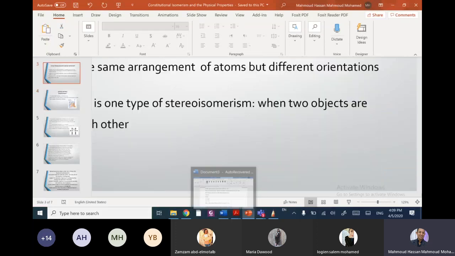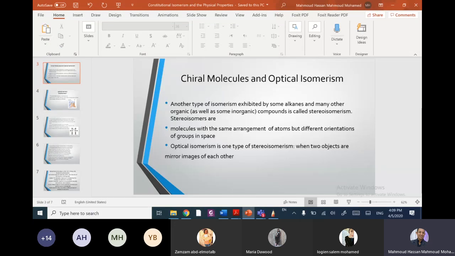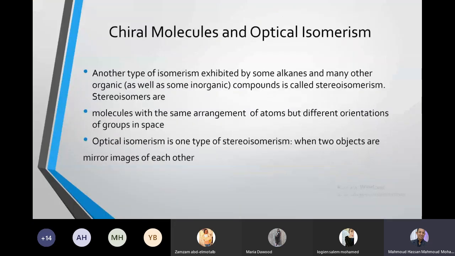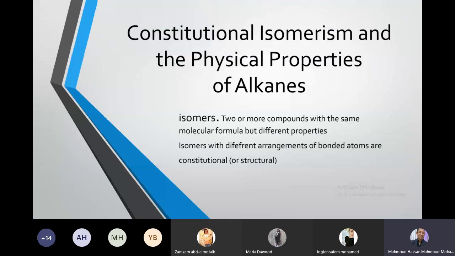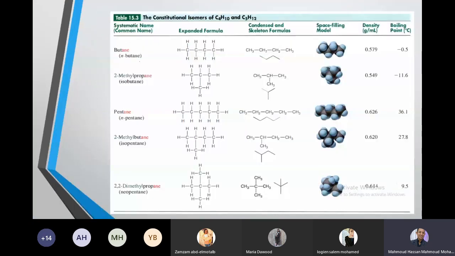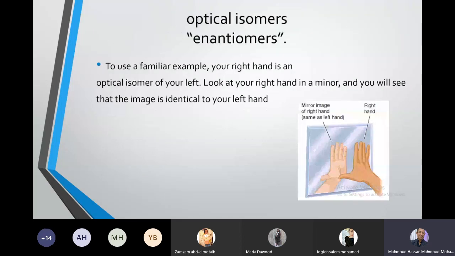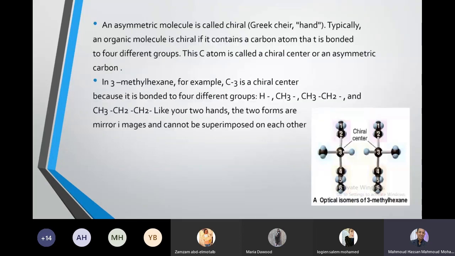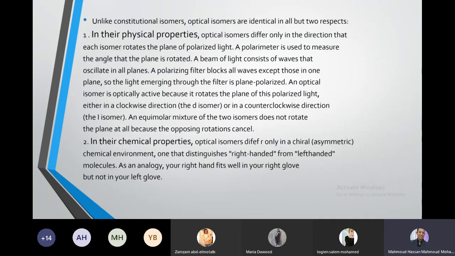Okay, now this is the PowerPoint. This PowerPoint represents what we said before and today. It's talking about the constitutional isomers of the alkanes. It's talking about the example, n-butane and isobutane, the normal isomers. And talking about the chiral atom, the molecule and its shape in the stereostructure, the arrangement of the chiral atoms, and the different physical and chemical properties.